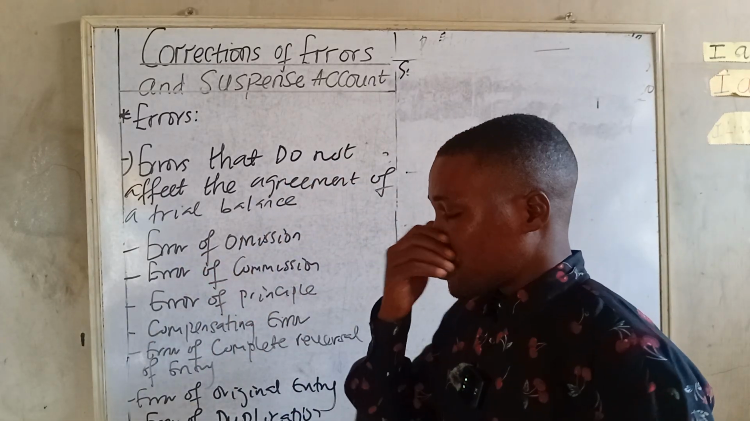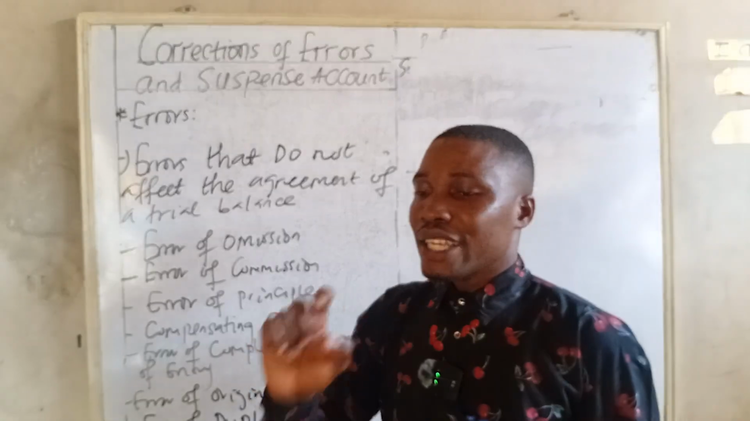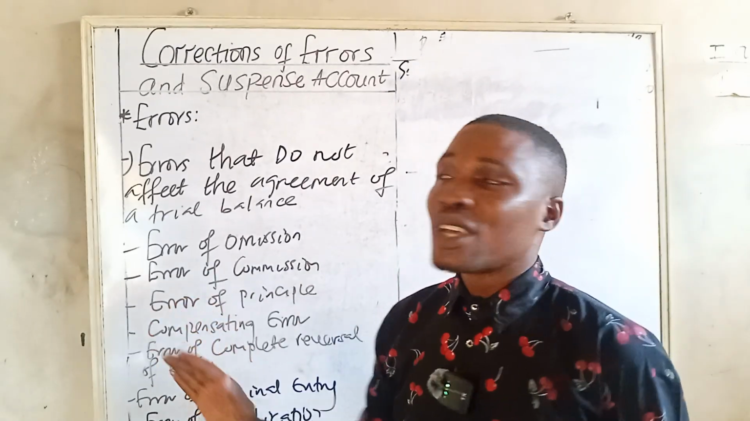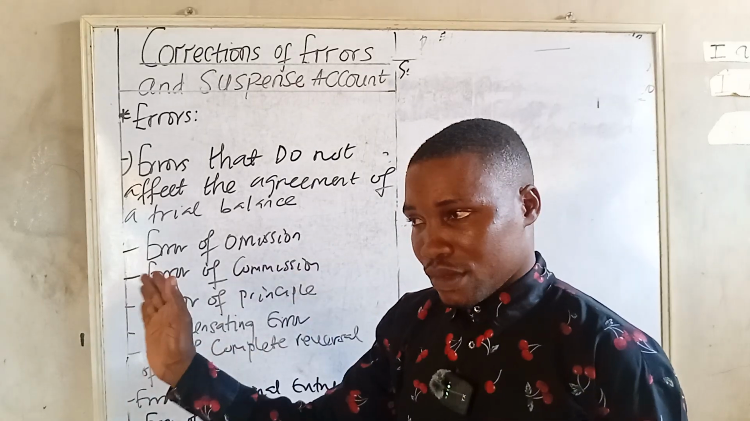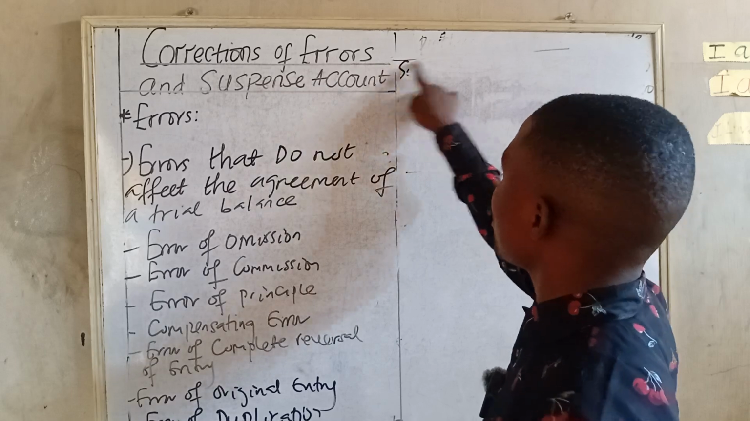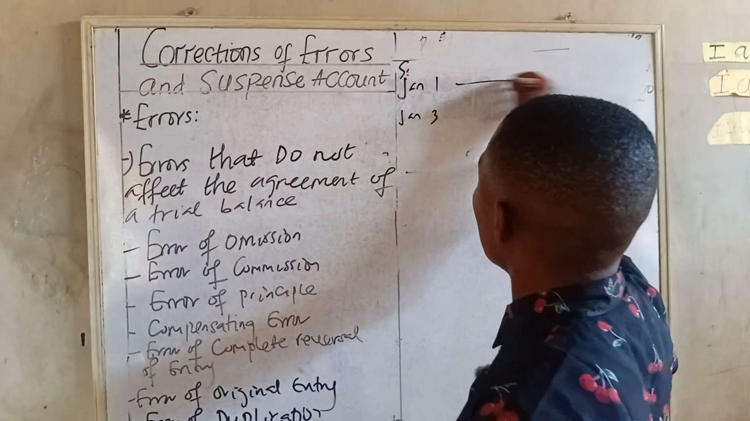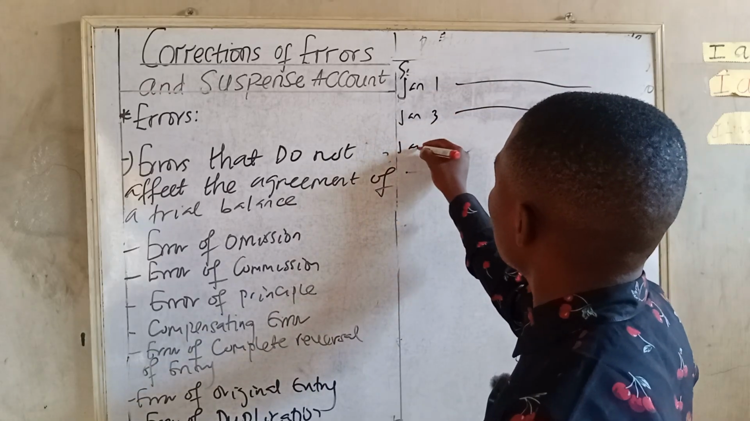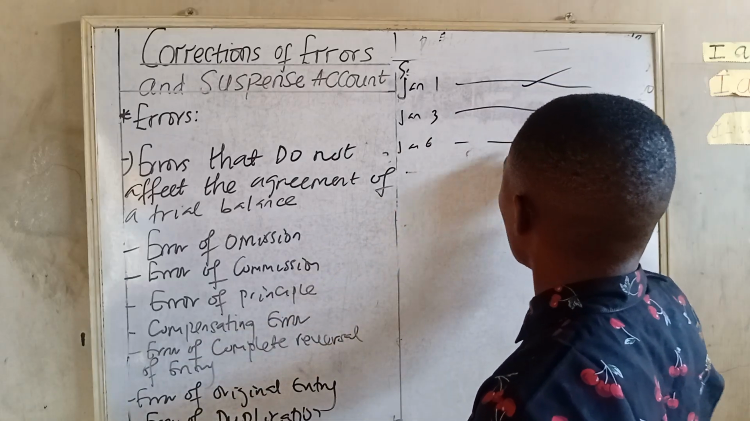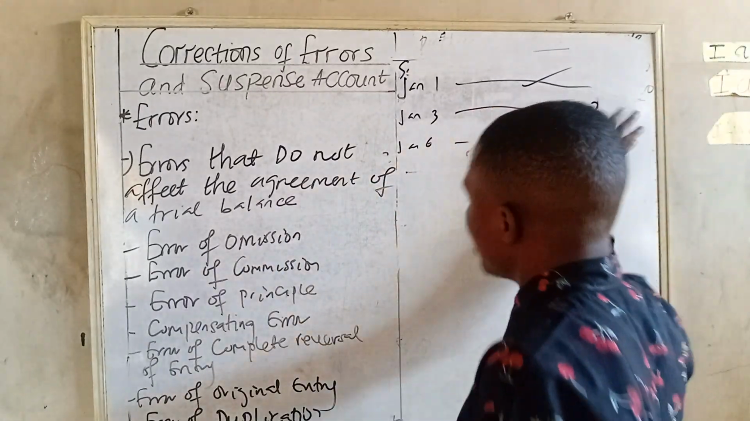We have error of omission. What do we call error of omission? Error of omission is a situation where a transaction is completely omitted. We do not even record it at all. Let's say we have a transaction on January 1, January 3, and January 6. We record the others, but we forget to record January 3. So we completely omit the transaction.